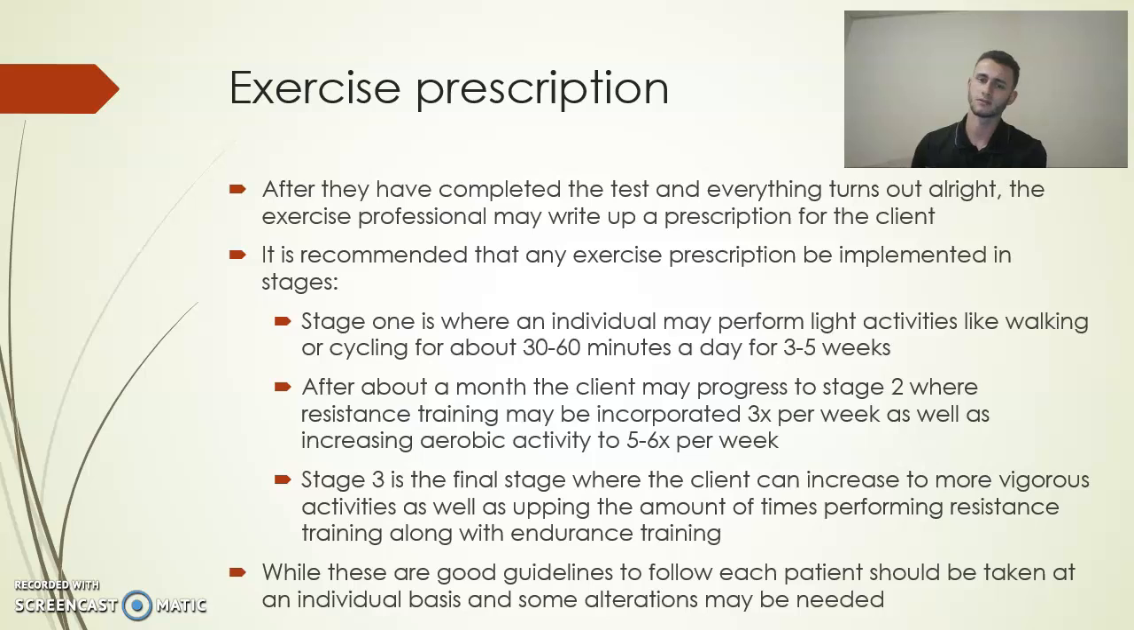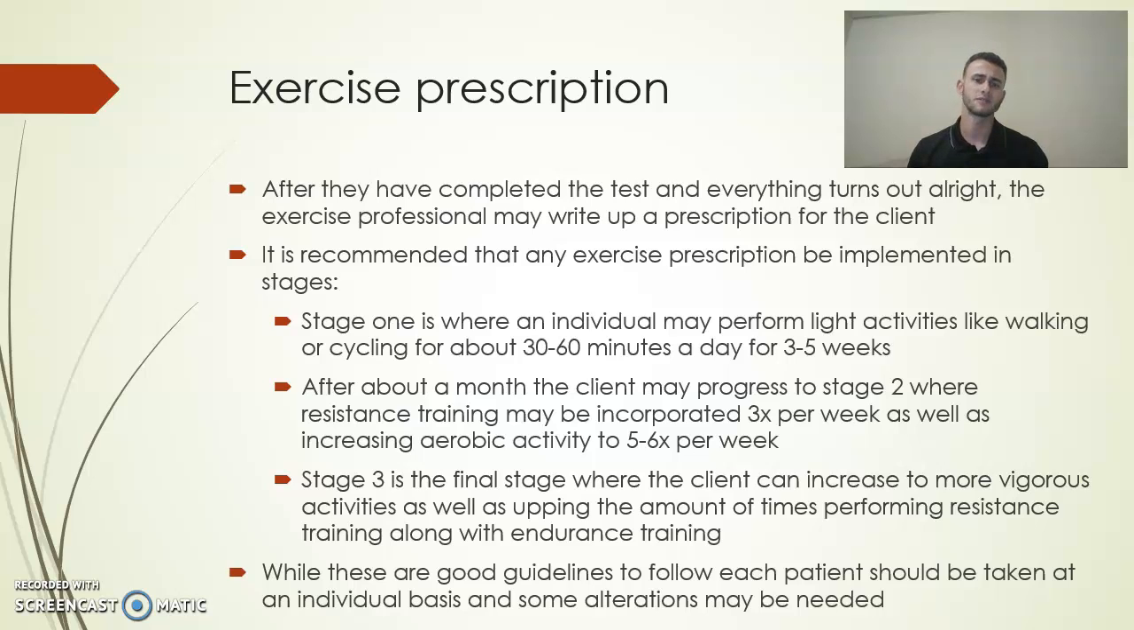So stage 1 would be where an individual can perform light activities, for example, walking or cycling for about 30 to 60 minutes a day for 3 to 5 weeks. As with anything else, these can be broken into 10-minute bouts. It doesn't have to be 30 to 60 minutes straight. But at the end of the day, they want to get at least that much exercise per day throughout the week.